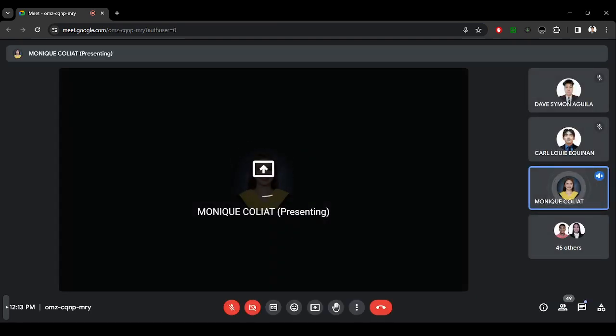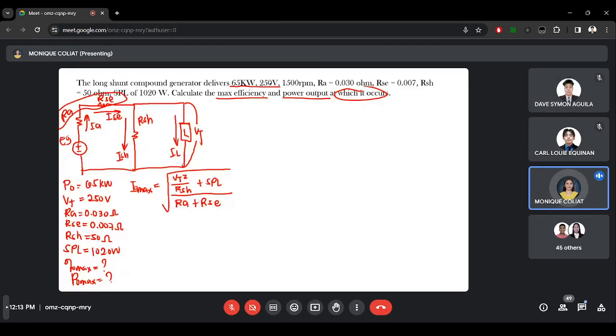Series with RA and RSE, so we have to include that here. We have 250 squared over RSH of 50 plus SPL of 1,020, divided by RA, which is 0.030 plus 0.007.